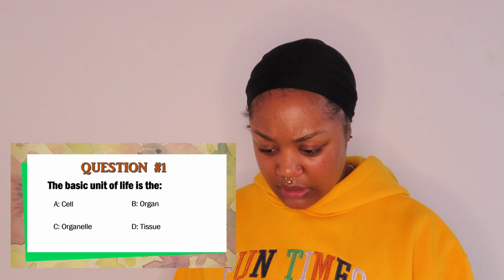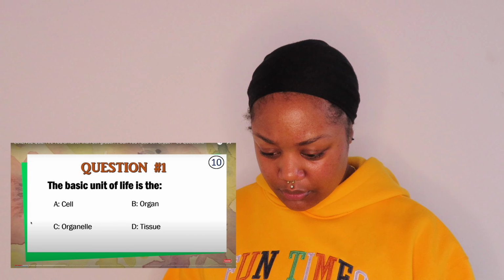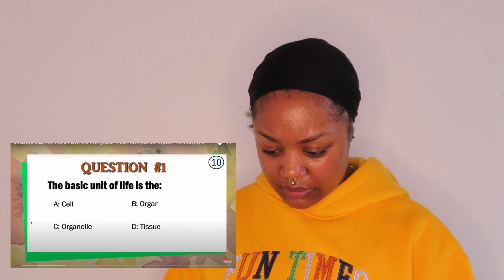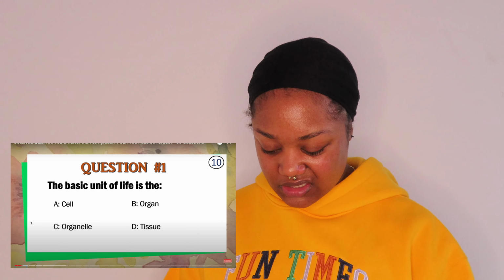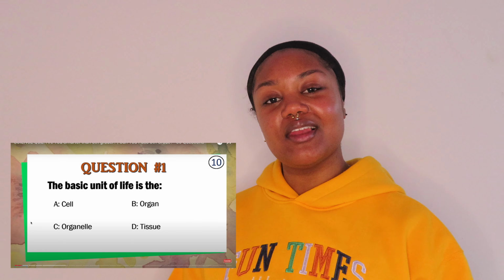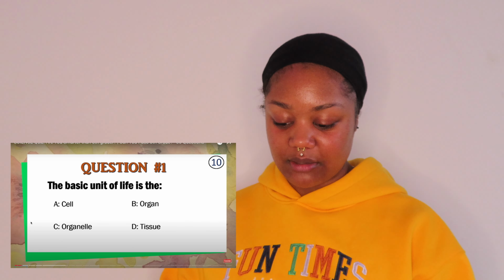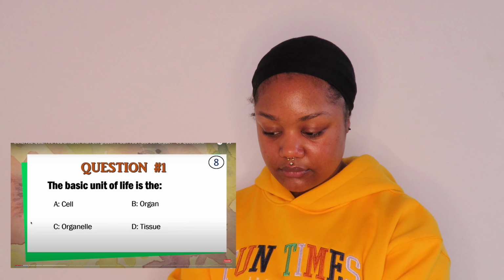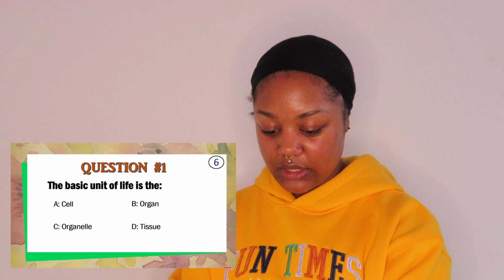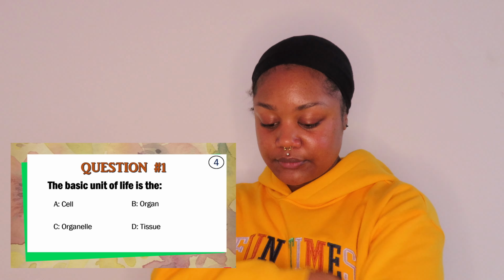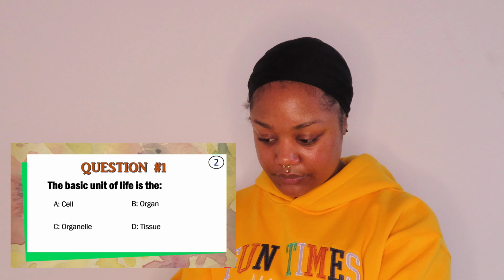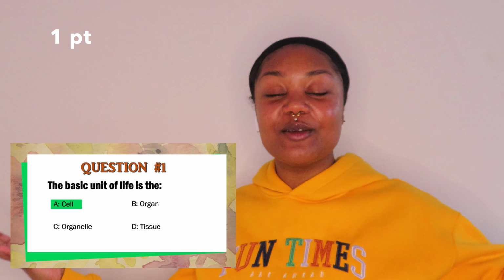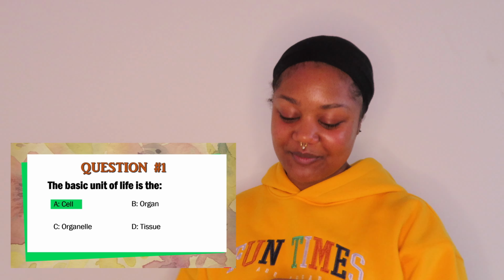Okay, question 1. The basic unit of life is the cell, organ, organelle, tissue. Unit of life? What, like, a cell. It's gotta be cell. Cells. They're made of organelles. It's cells. I knew it! Right. Okay. Like, I knew it.